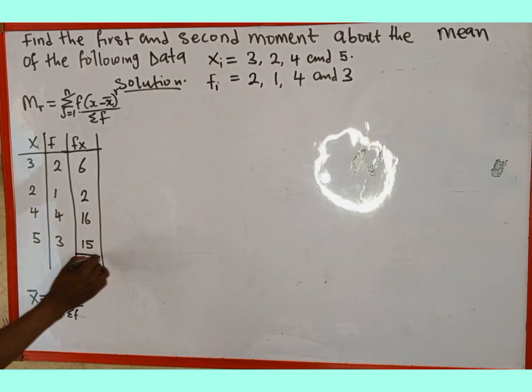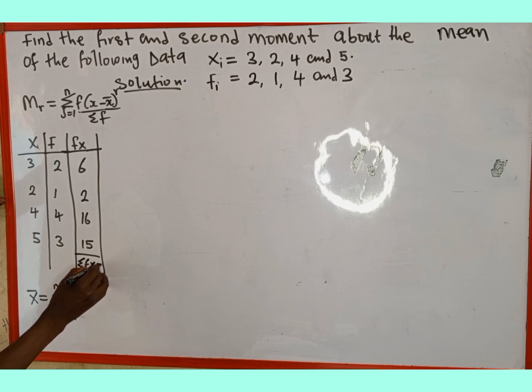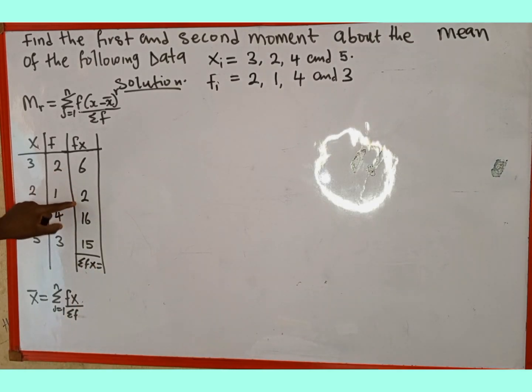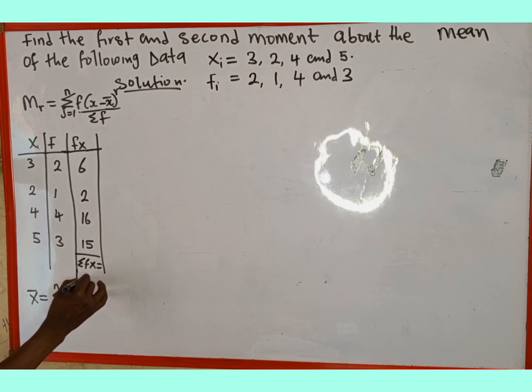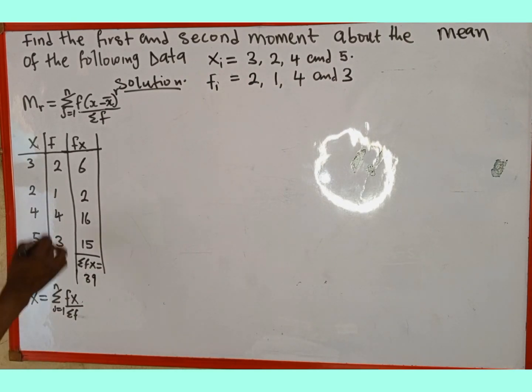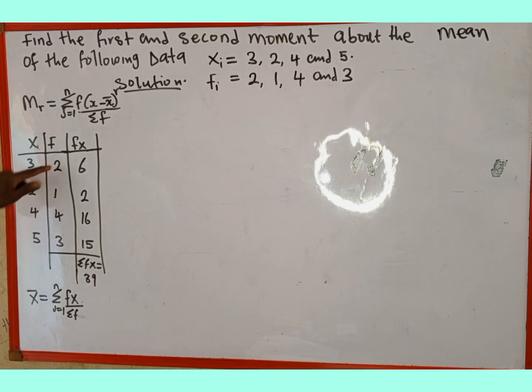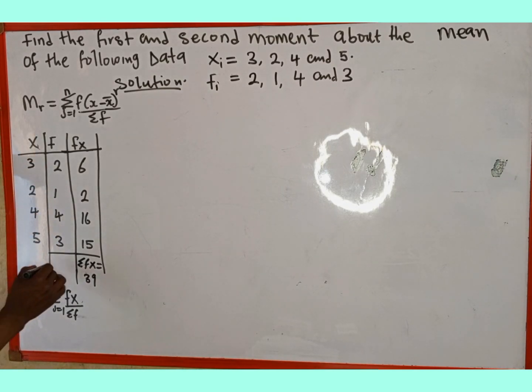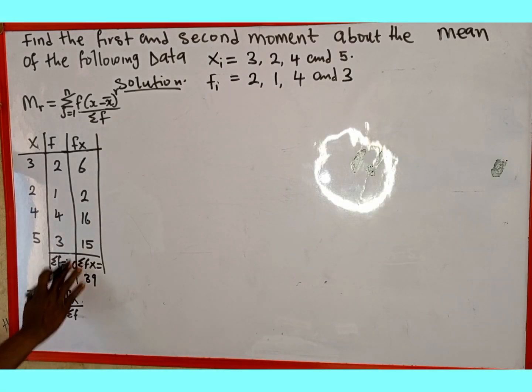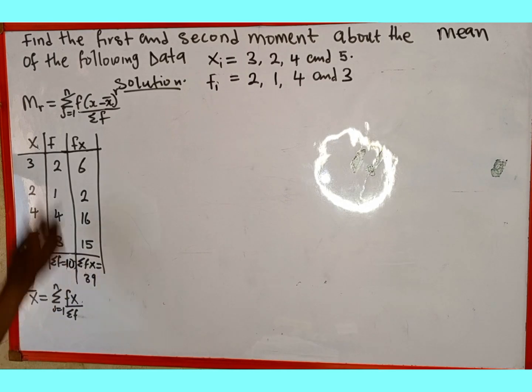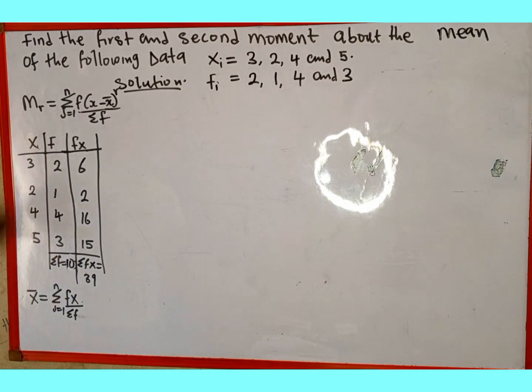Now what we are going to do is to get their summation. So the summation of f multiplied by x is equal to 6 plus 2 plus 16 plus 15, which is going to give us 39. So now we get the summation of f, which is 2 plus 1 is 3, then 3 plus 4 is 7, 7 plus 3 is going to give us 10, because if you sum up everything together, it's going to give us 10.